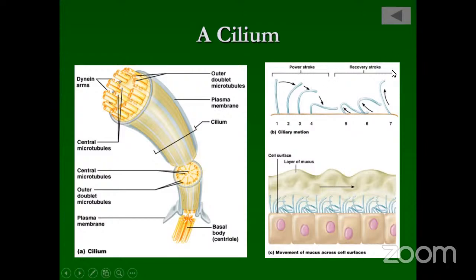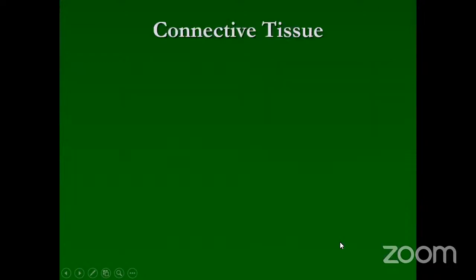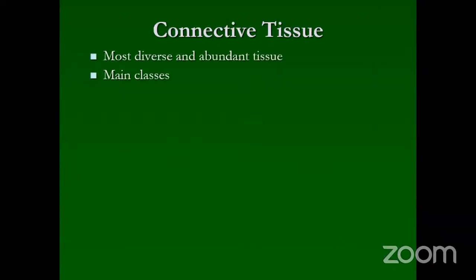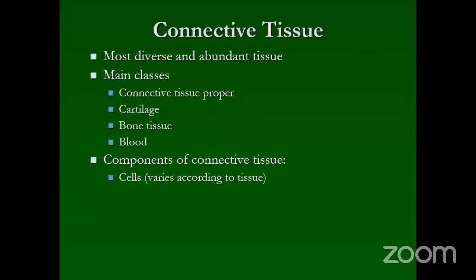Here you can see the ciliary motion, how it moves. That is called the power stroke and recovery stroke. Power stroke means how it bends, and recovery means it gets back again. And you can see how the cilia help in the movement of the mucus. If we go in depth, we can study more about the cilia, but just remember that cilia play an important role here.